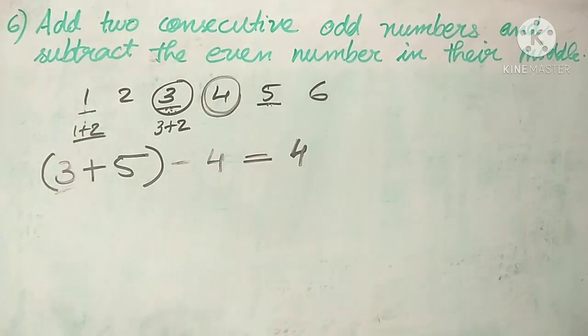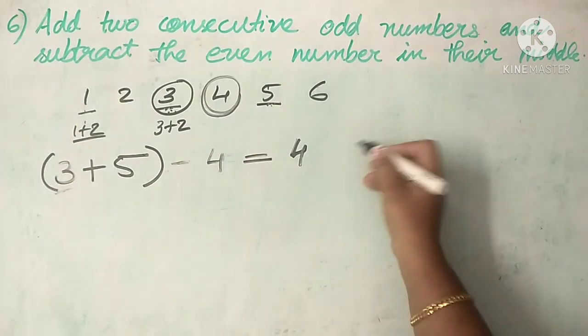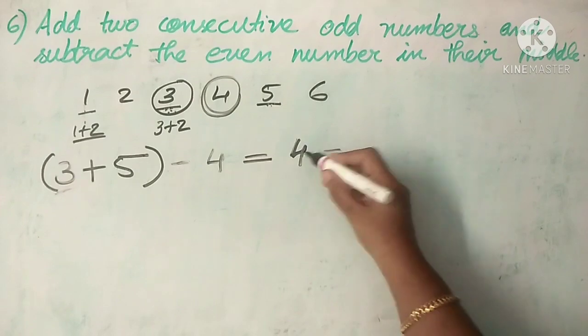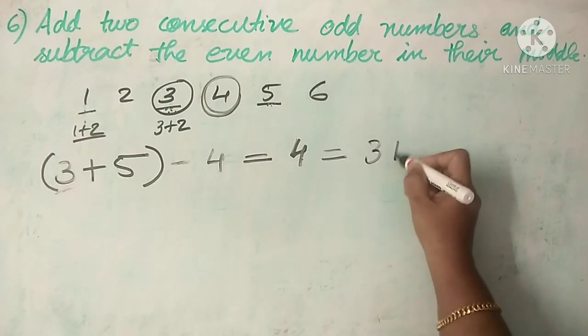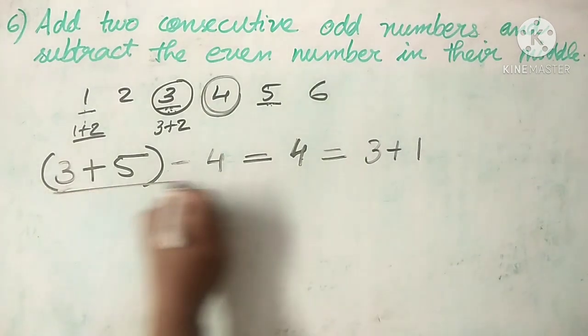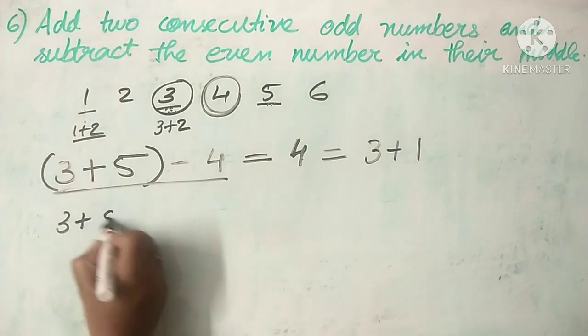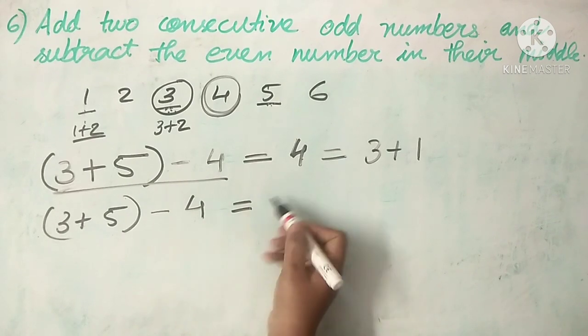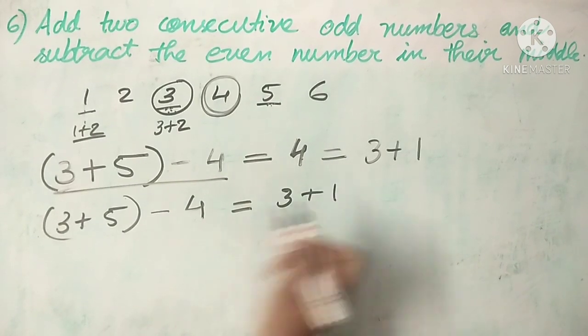3 is the number which we took first. How can we relate? We can say that it is 3 plus 1, isn't it? We can write 4 as 3 plus 1. 3 plus 1 is 4. So this expression, 3 plus 5 minus 4, is equal to 3 plus 1.